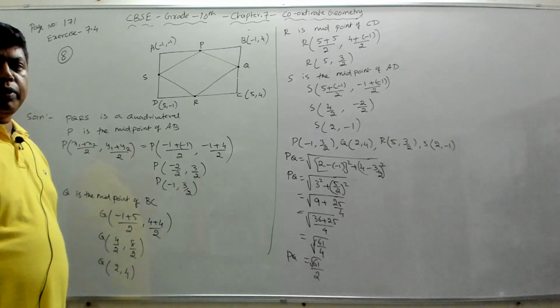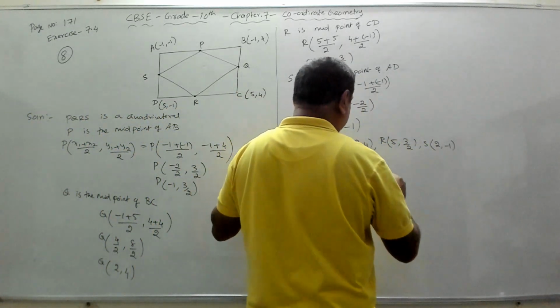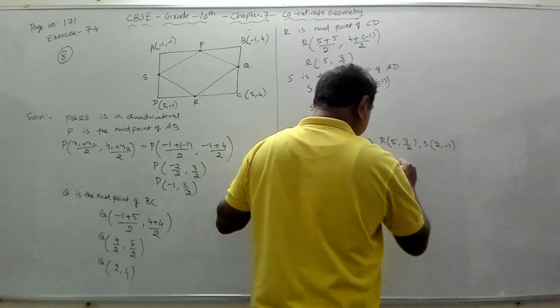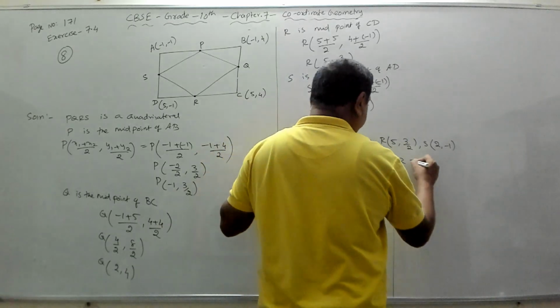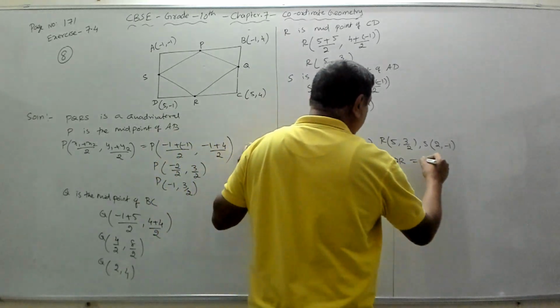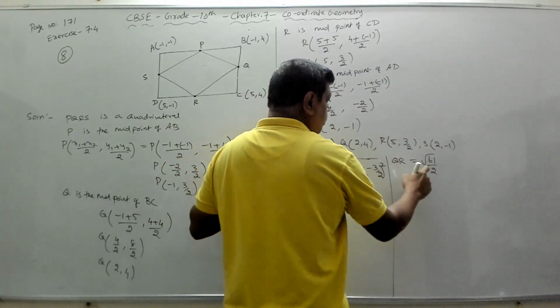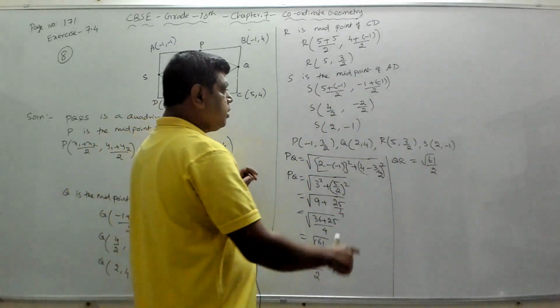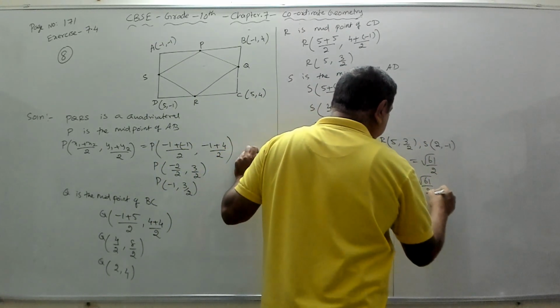That is your PQ. Similarly, you can find QR yourself. The distance between Q and R, you will again get square root of 61 by 2. You can apply the distance formula between these two points. Similarly, if you find RS, RS also gives you square root of 61 by 2.